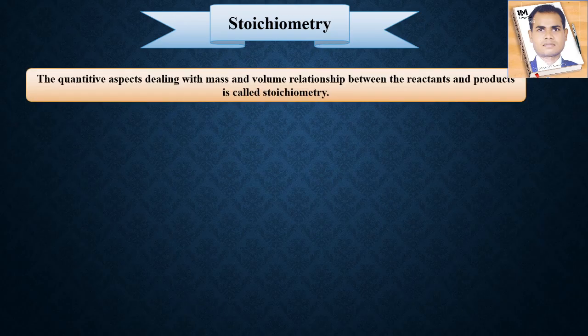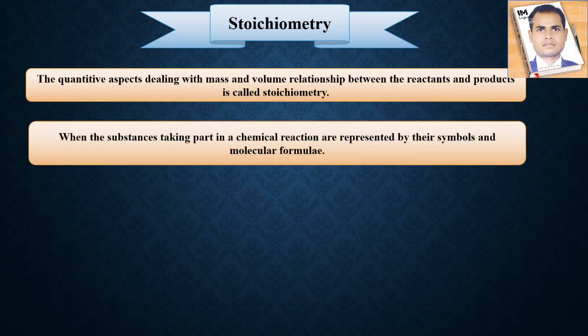So that is the quantitative aspect dealing with the mass and the volume relationship between the reactant and product, called stoichiometry. For example, we have to see the mass related and volume related relationship between the reactant and product, that is the stoichiometry. And the substances taking part in a chemical reaction are represented by their symbols and molecular formulas.